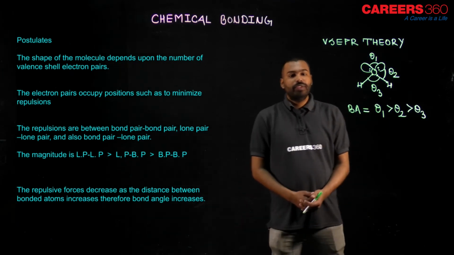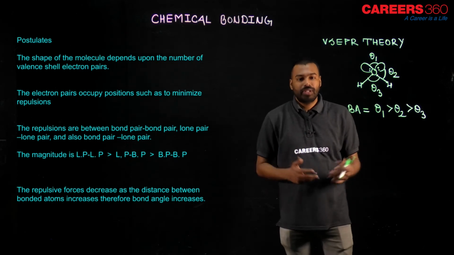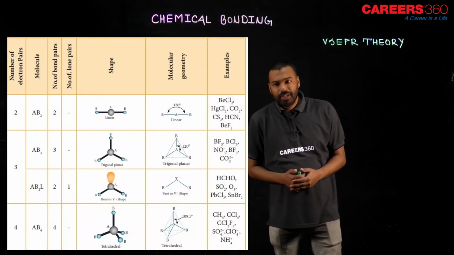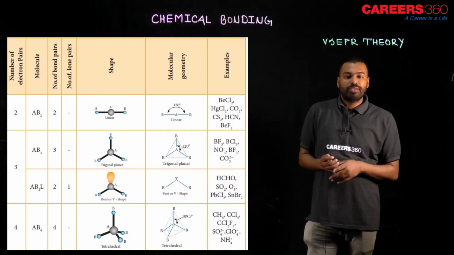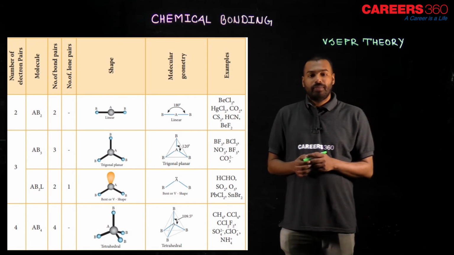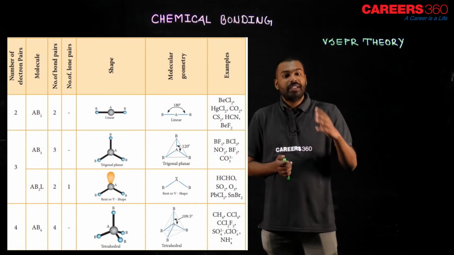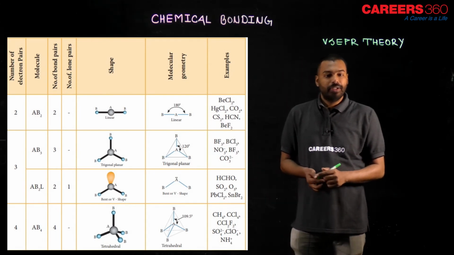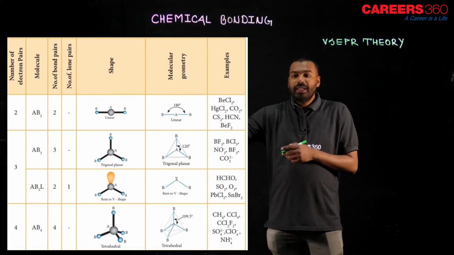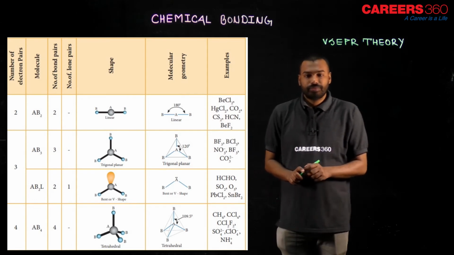Now we should see one chart where VSEPR theory is explained with some structures. Let us see the chart now. In this chart, the number of electron pairs is 2. Number of electron pairs 2 means what? 2 pairs, and 1 pair contains 2 electrons, so 2 pairs contain 4 electrons. I hope you got the idea. So, number of electron pairs 2, you can see in the first column. Then after that, the AB2 molecule.